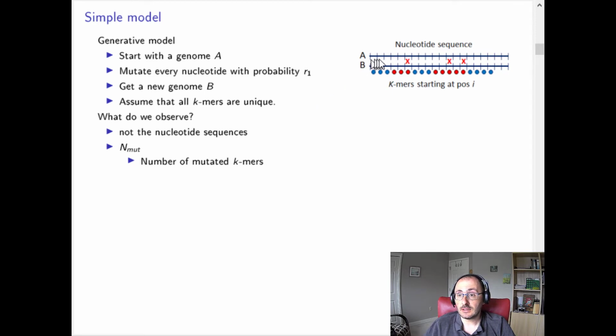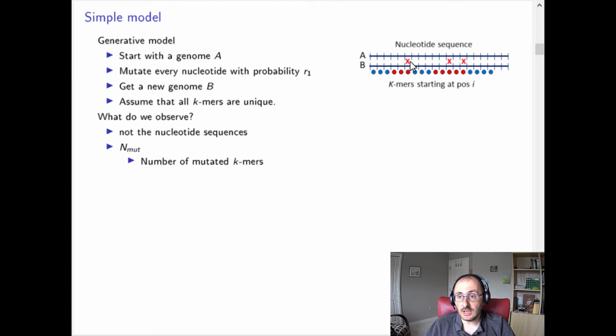In this case, there would be 8 mutated kmers. And I visualize this using these little red and blue circles. Each one of them represents a kmer starting at that position. So this, for example, is the last kmer here with k equals 3.